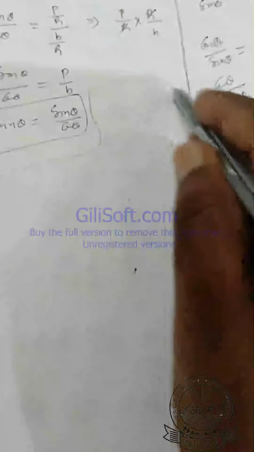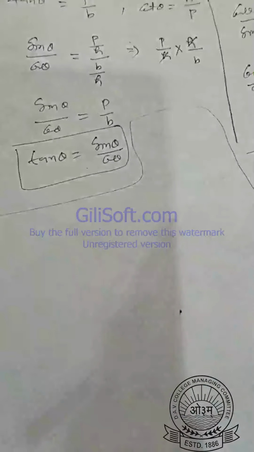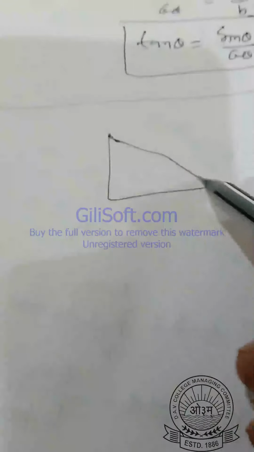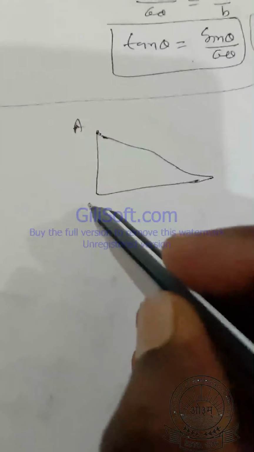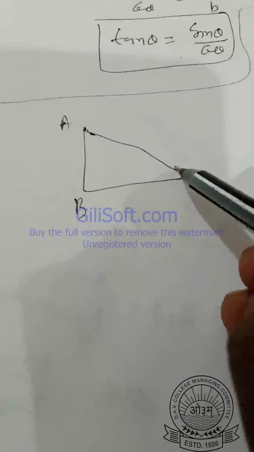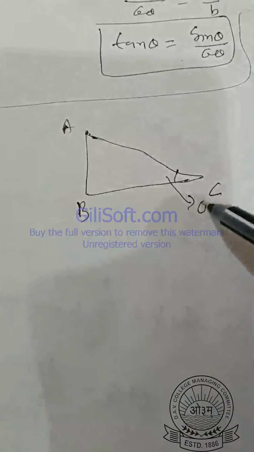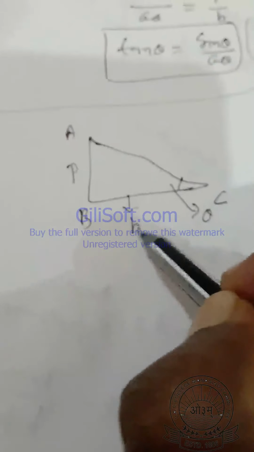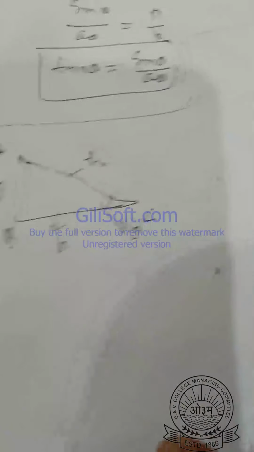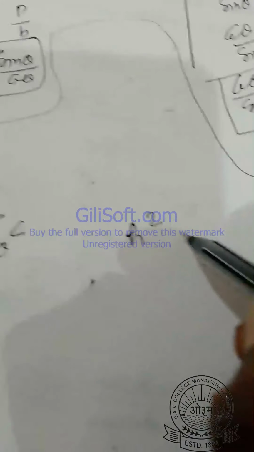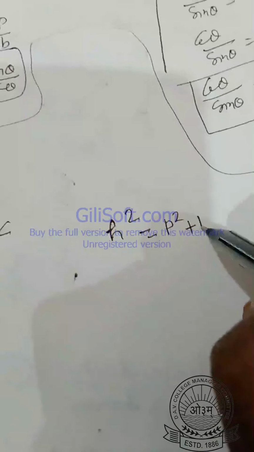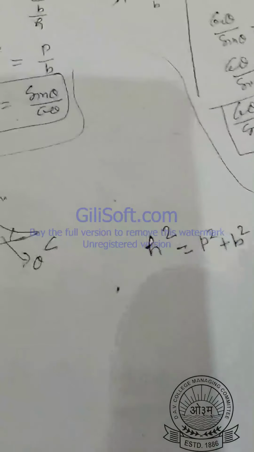Now one more, we are going to establish some identities. Look here, this is a right angle triangle ABC. Let us consider this angle as a base angle theta. We know that if it is theta, then this is perpendicular, and this is base, and this is hypotenuse. So according to Pythagoras theorem, we get hypotenuse square is equal to perpendicular square plus base square. This is equation number 1.